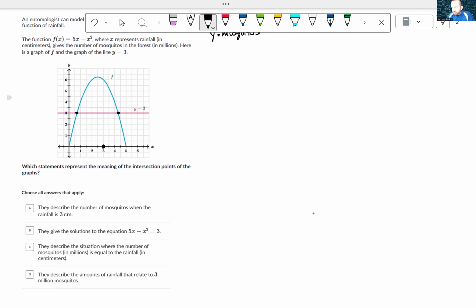And there's no intersection point there. There's nothing that crosses there. It tells us when there's 3 million mosquitoes, but not 3 centimeters. So not A.